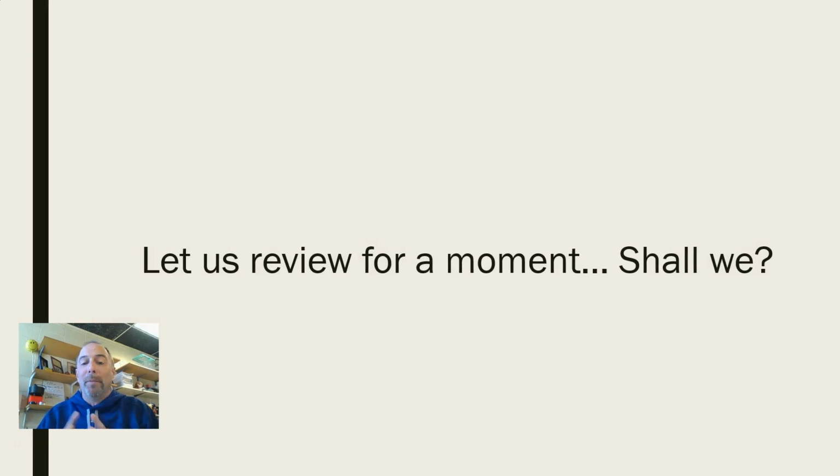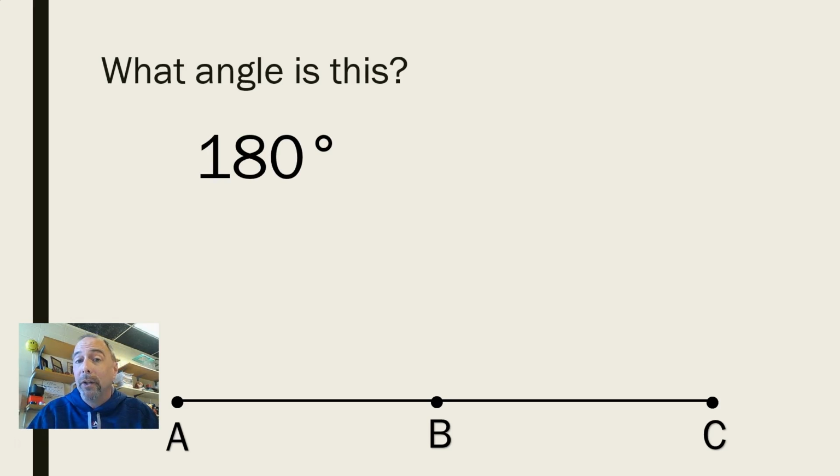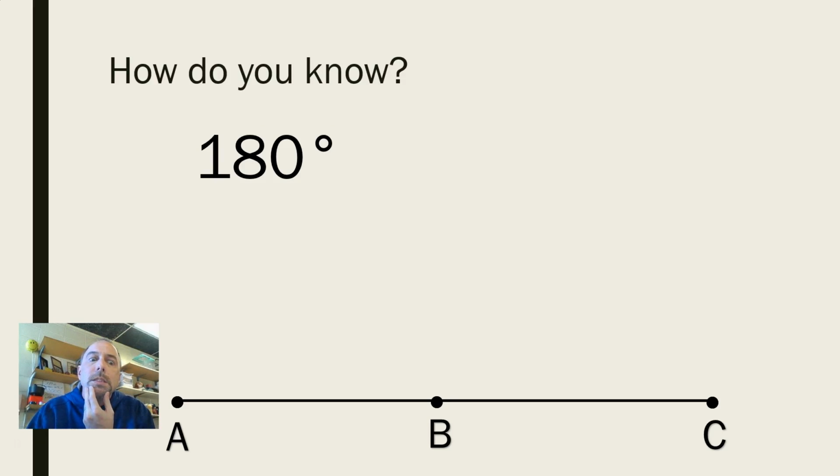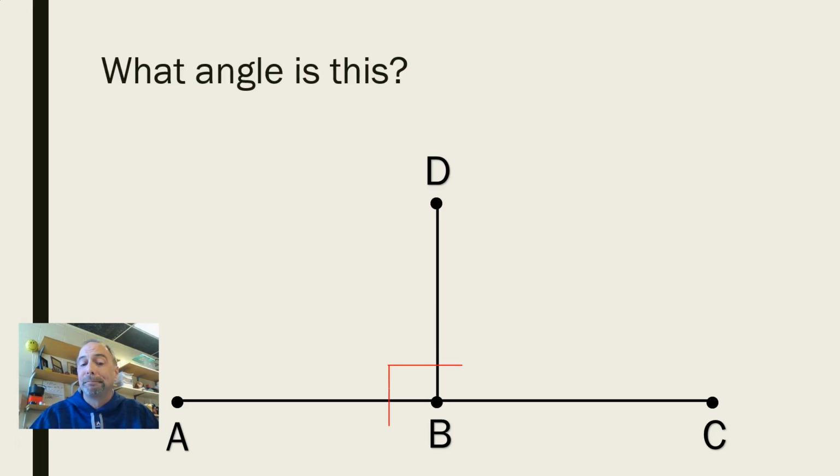So let's review for a moment, shall we? What is this? What angle? Right, ABC is a straight angle. It measures 180 degrees. How do we know? Well, if it had this little red line on it, this would be a sign for the mathematical geniuses of the universe that this is in fact a straight angle and that this angle measures 180 degrees.